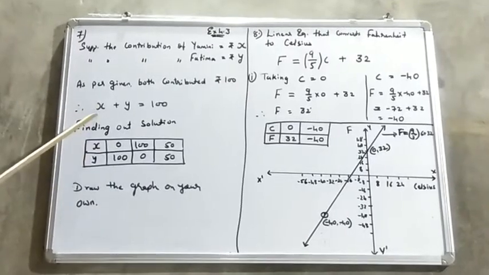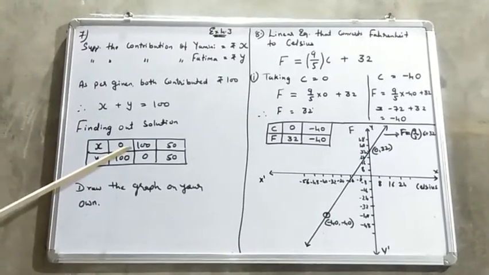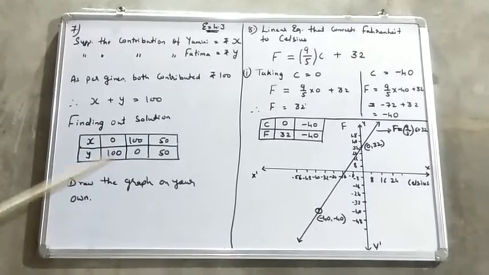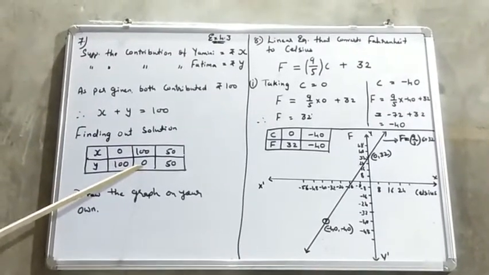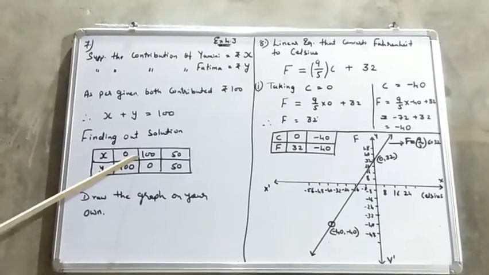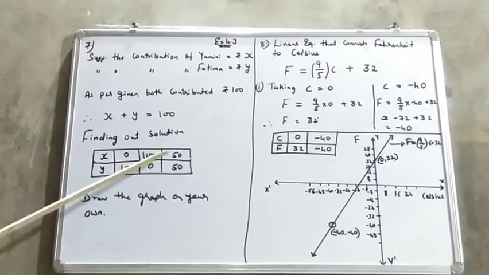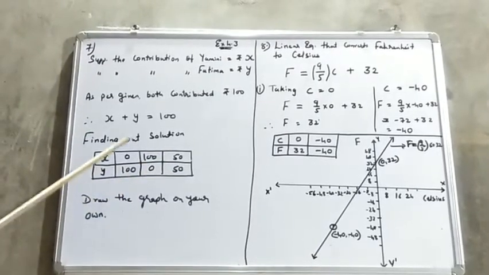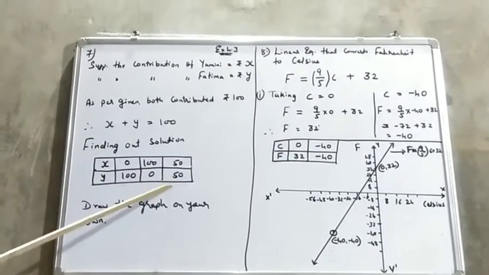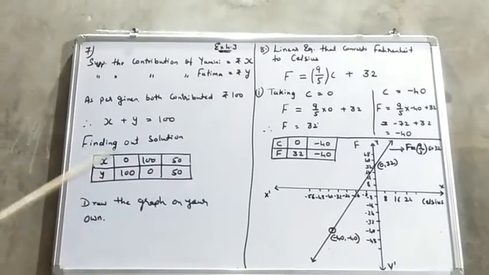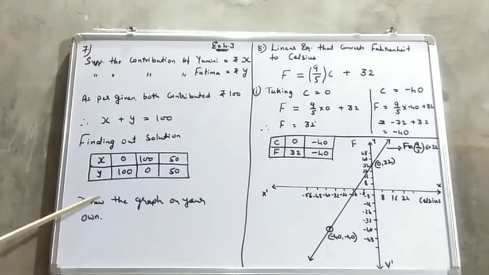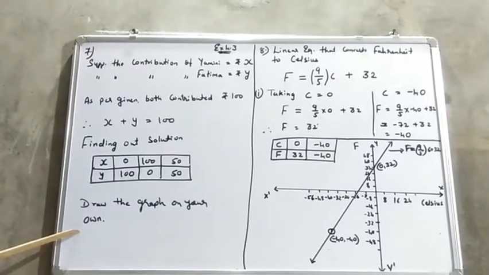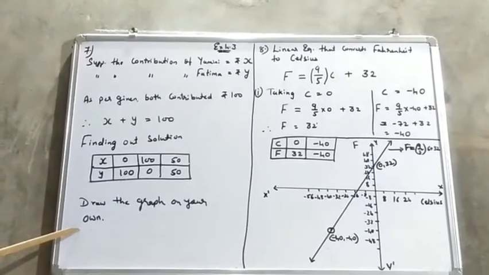Taking the contribution of Yamini to be 0, Fatima will be giving rupees 100, and taking Fatima's contribution as 0, Yamini is giving the total amount of 100. Suppose both of them contributed 50-50. Two points are enough to draw the graph, but we have taken a third. Now from these X and Y coordinates, try to draw the graph on your own. This was an easy graph, that's why I have not shown it on the board.